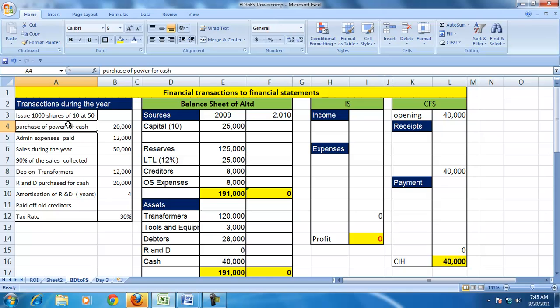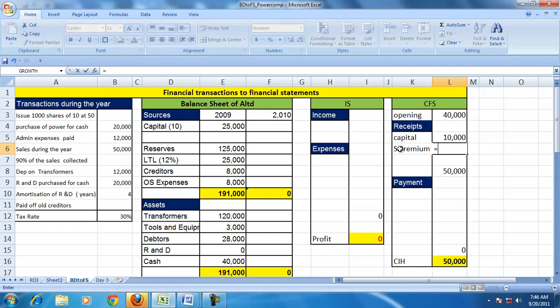So issue of shares of 10 at 50 is a receipt, so therefore capital will be 1000 into 10, and you're also collecting share premium of 1000 into 40. So the capital increases from 25 to 35, and a new source will appear on the balance sheet in the form of share premium. The share premium is 40.